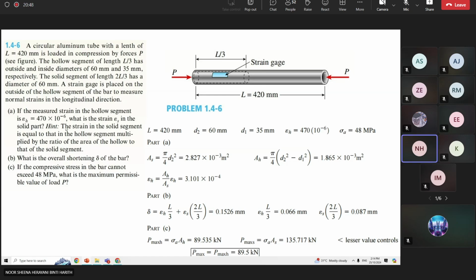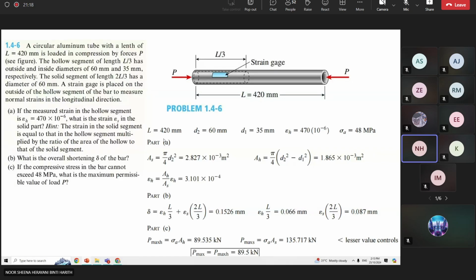Hint: the strain in the solid segment is equal to that in the hollow segment multiplied by the ratio of the area of the hollow to that of the solid segment. So you have to follow this guide to answer this question. First of all, you have to take out all the information.